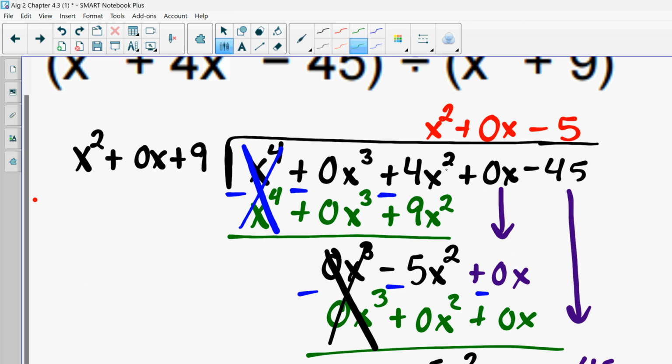Let me do this multiplication, then we'll get to the next one of the actual negative 5. If we distributed this, 0x times x squared would be 0x cubed, because our 0 times 1 would be 0, and x times x squared would give us x cubed. 0x times 0x would be 0x squared, and 0x times 9, 0 times 9 is 0, and we have our x. And then we plug it underneath and subtract.